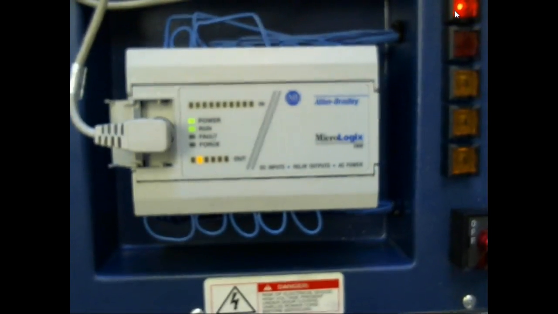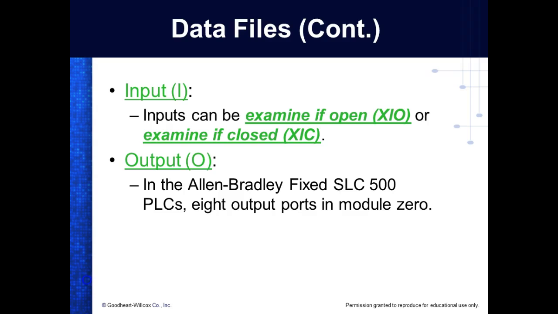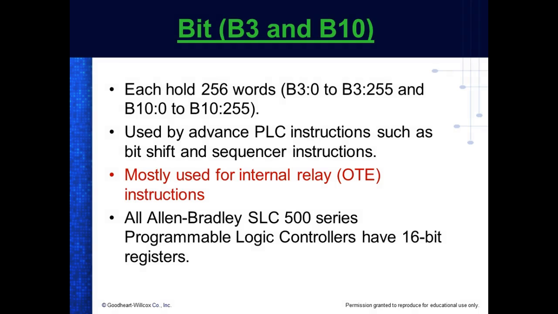Let's see, is everybody okay with examine if closed and examine if open? We're going to have to, because even the guy in the book's got a problem with bit 3. So bit 3, the bit 3 register. It says we can use it for shift instructions, sequencer instructions. We haven't got there yet, we're not going to get there in this class. Some of the things that he talked about, we're not going to get to in this class. Most often what we'll use it for is what we call internal relay instructions. That's what we're talking about.